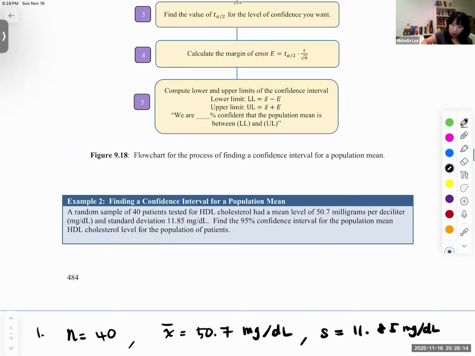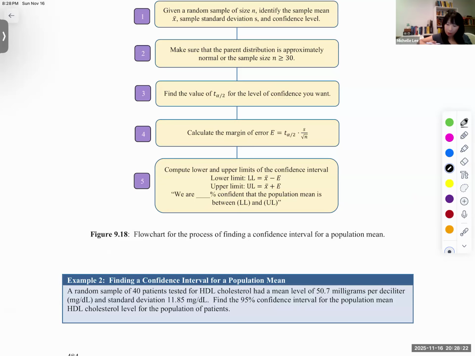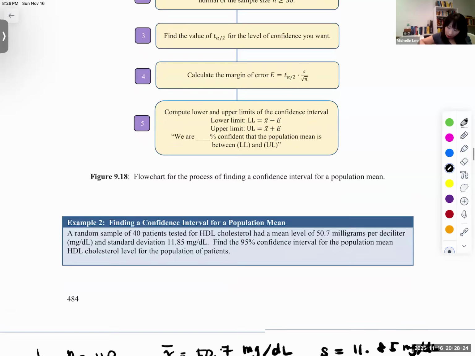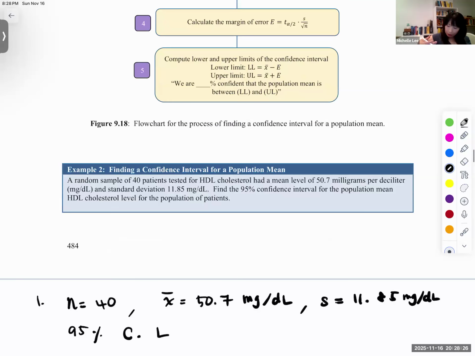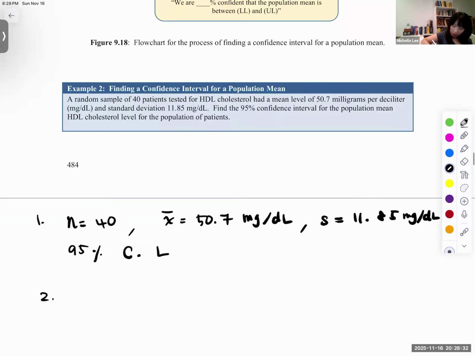Number two, make sure that the parent distribution is approximately normal, or the sample size n is greater than or equal to 30. We don't know whether the parent distribution is normal, but we know the sample size is 40. n equal to 40, which is greater than or equal to 30, so we can treat it as a normal distribution.